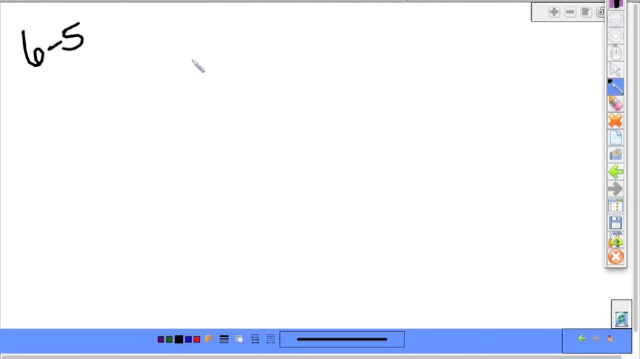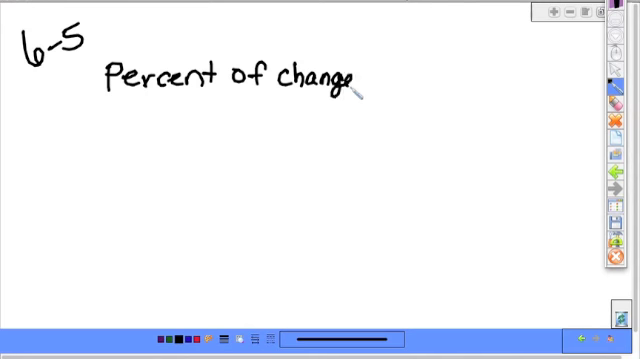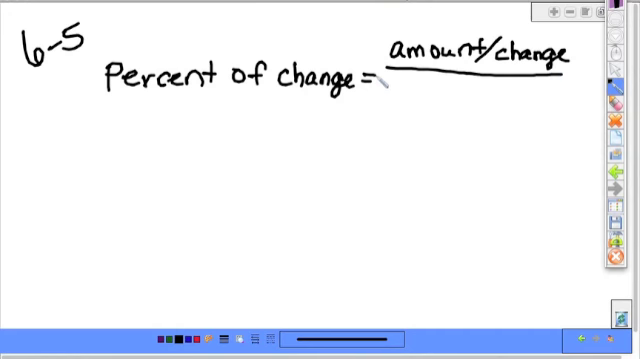So your formula for this lesson is going to be percent of change equals the amount of change, I'm going to put amount of change here, all over the original amount. And I'm just going to put original. Your original is your very first number the problem started off with.